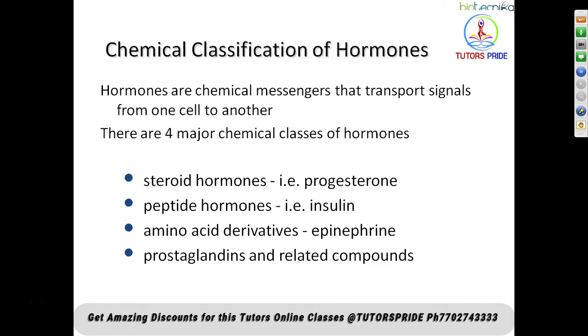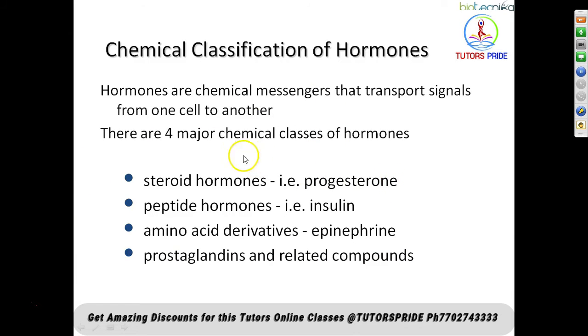These hormones are classified chemically into four major categories. One is steroid hormones, an example is progesterone. Then peptide hormones, an example is insulin; insulin is a peptide hormone. Then amino acid derivatives, that is epinephrine, and prostaglandins and related compounds. These are the chemical classifications of hormones.